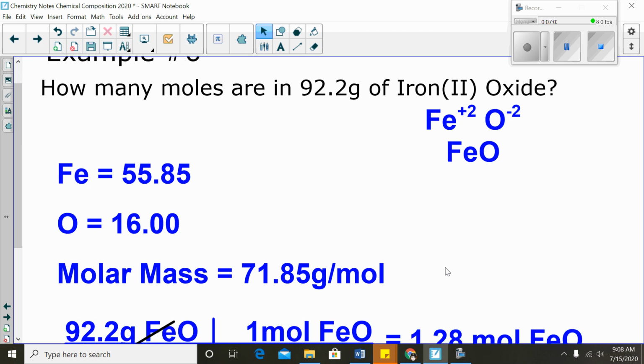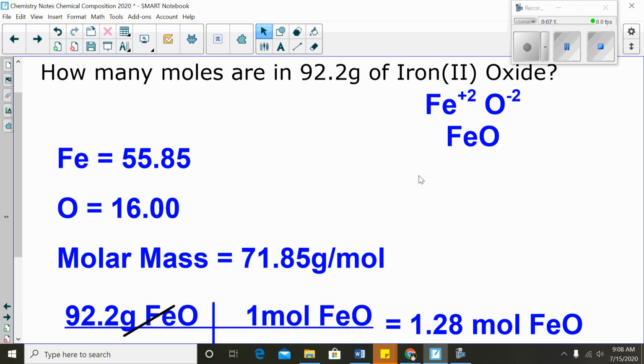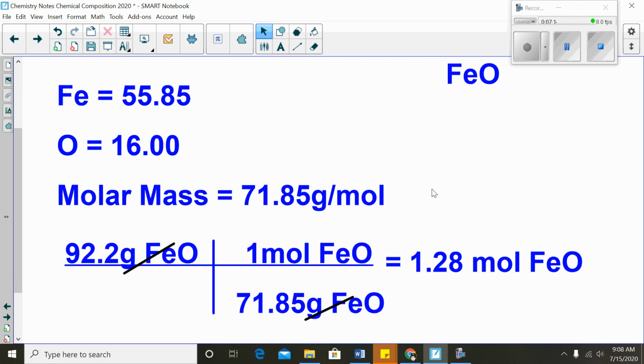And again, you can tell if your answer makes sense. The molar mass of iron 2 oxide is 71.85 grams. That's how much you have in 1 mole. So if you have 92.2 grams, you have more than that molar mass, so you should have more than 1 mole, and you do.